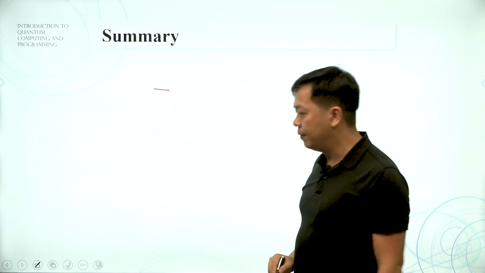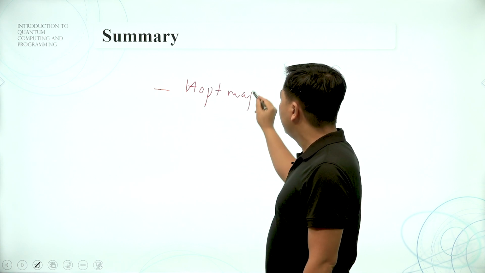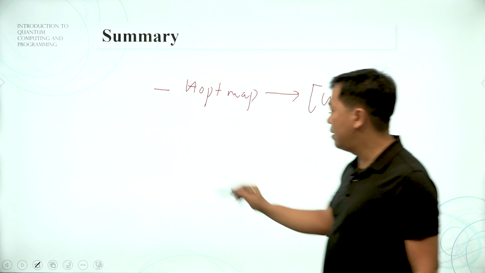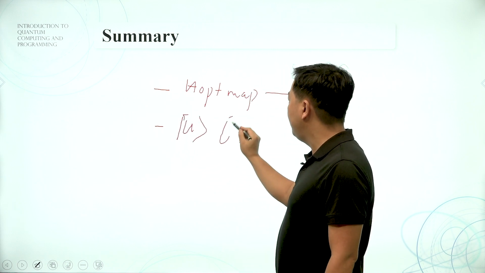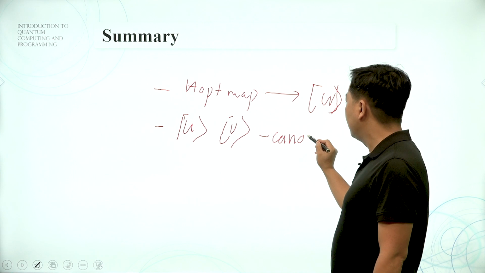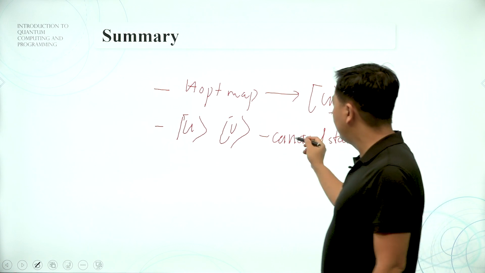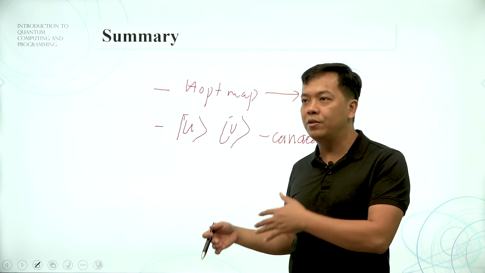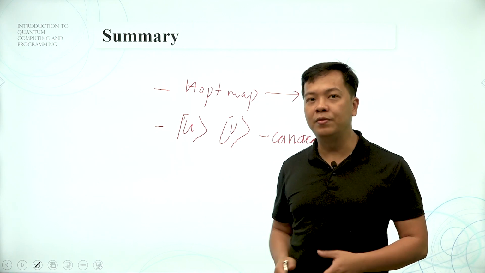Okay, so we have key points. First, we need to remember how we use the Hopf map to transform to the quantum vector. Second, if the quantum vector u and the quantum vector v have the same canonical state, we can say they have the same quantum state in the Bloch sphere. That's the key point. I hope everyone remembers. Thank you, everyone.